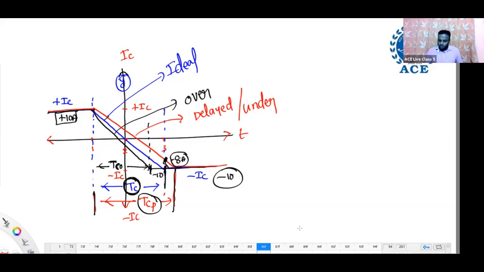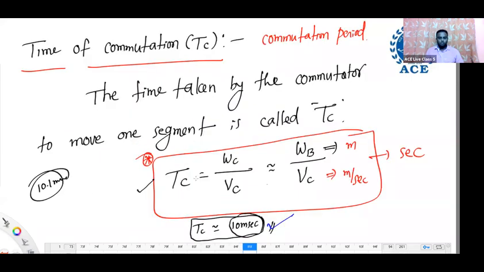Okay, so right here, based on the time taken for current reversal, first take the figure. Under commutation practically never takes place. Under means current reversal before time. It never happens. Practically it is delayed. Why it is delayed, we will see later. TCO is not possible practically, just defining it theoretically. TC, this is the equation.